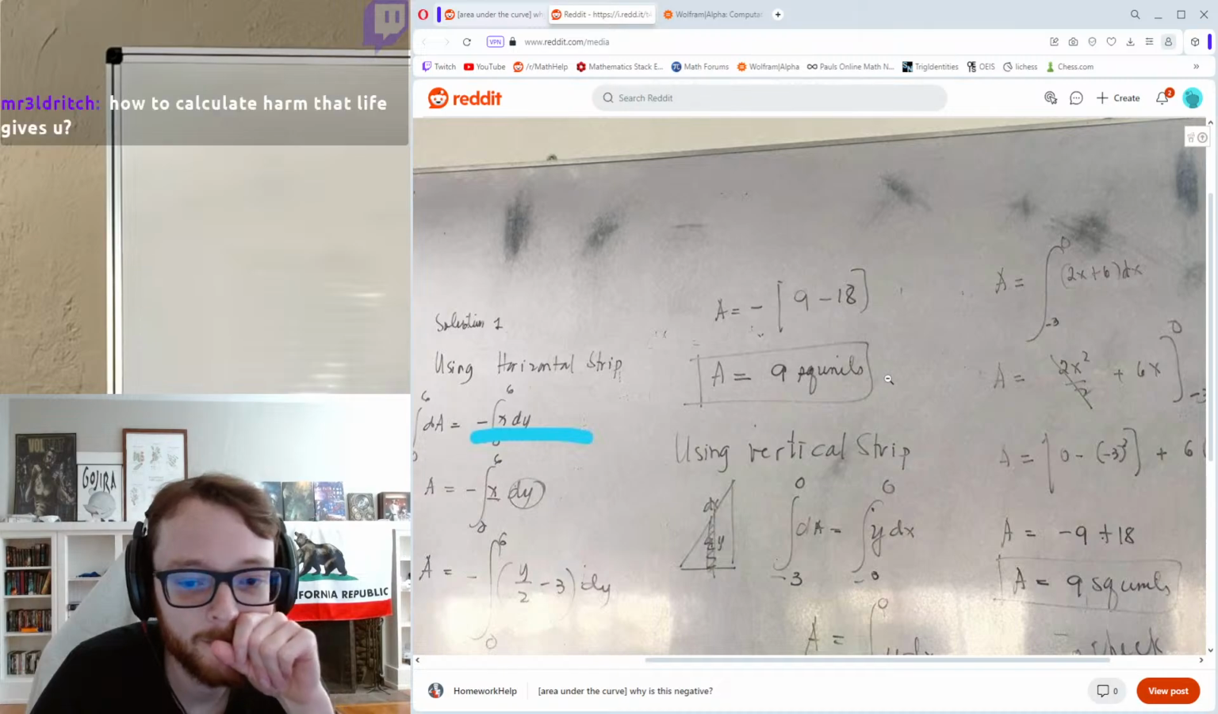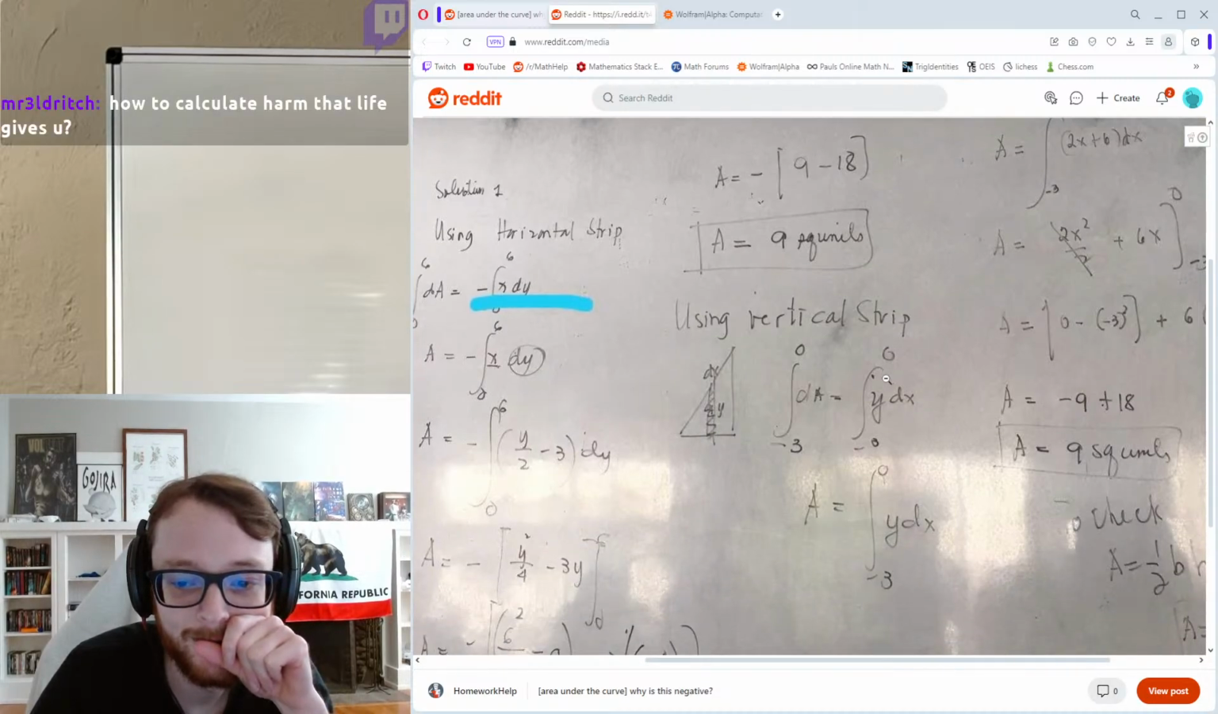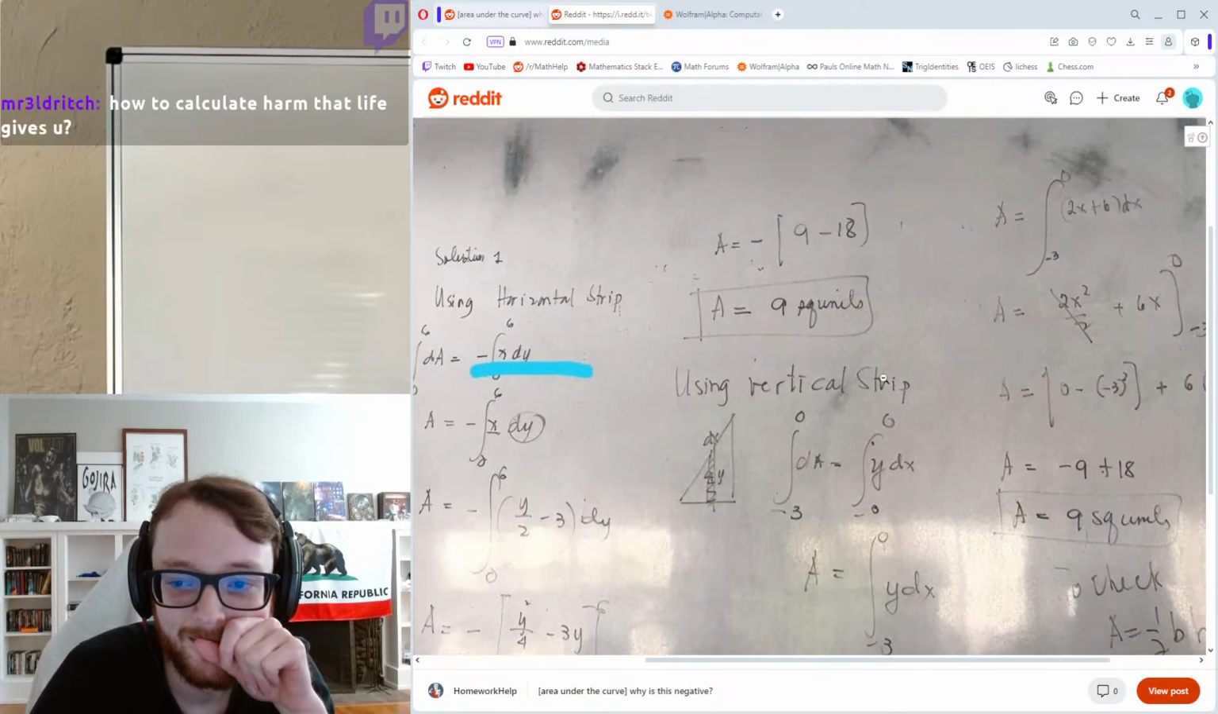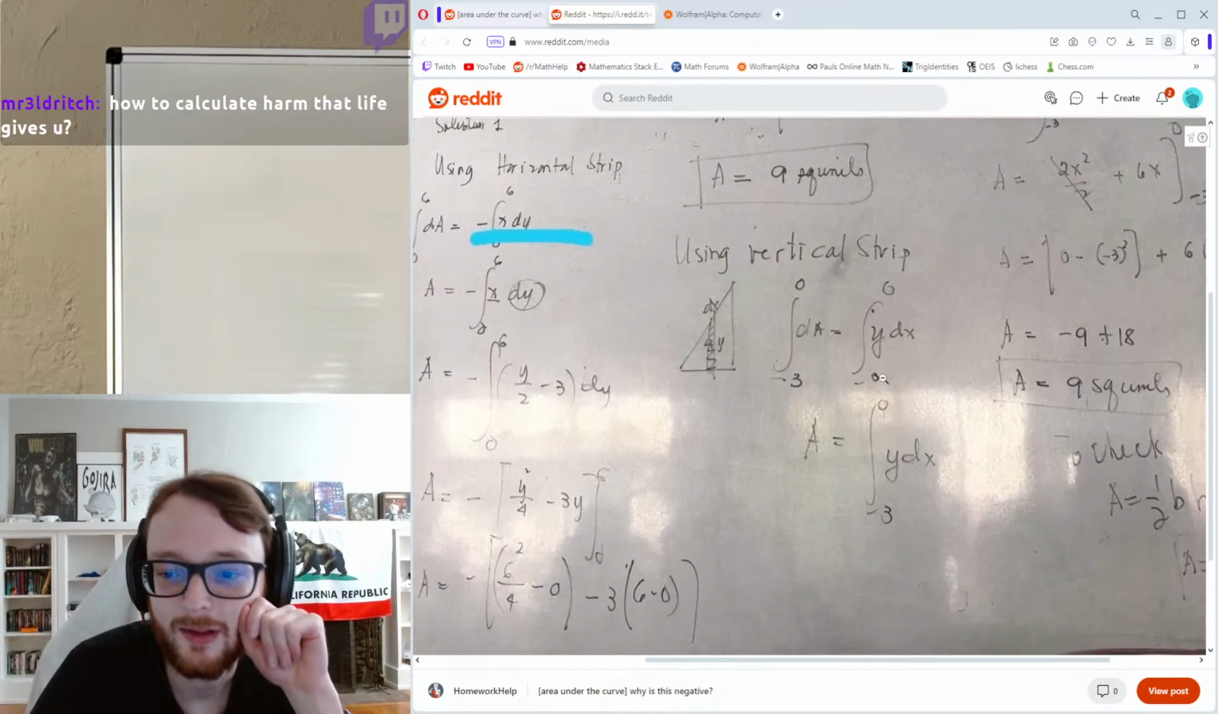How to calculate harm that life gives you? Well, that's a hard one. I don't know if mathematicians have worked that one out yet.